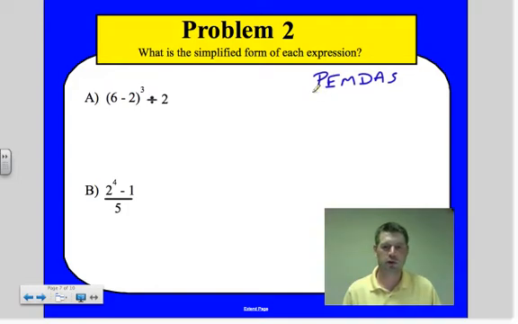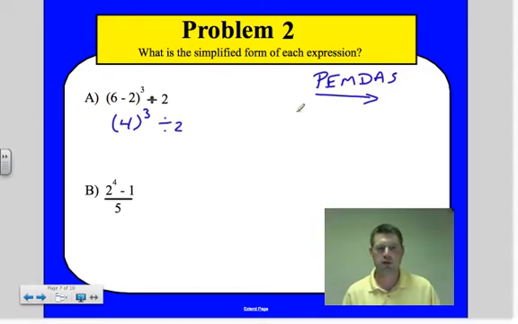So parentheses, we go first. So we're going to work through this right through the line, going that way. So parentheses first. We have 6 minus 2, so that's 4. And we're going to make that cubed and still dividing by 2. So as we go down, the next one is an exponent, the E. That means exponents. So fill in that blank. We're going to simplify that. So 4 cubed, you're going to get 64.